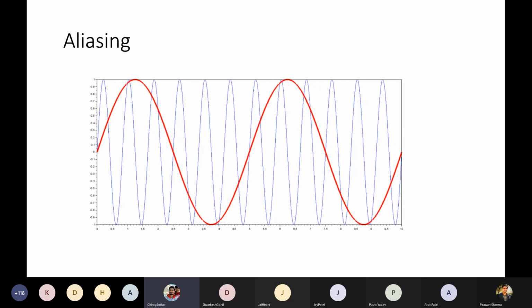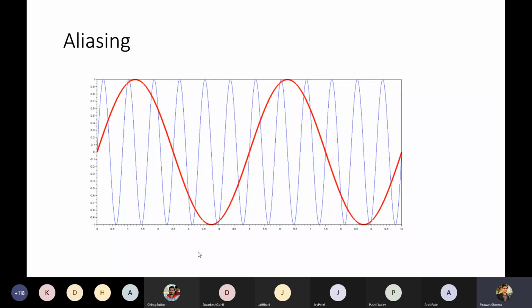So when the sampling rate is not adequate, then it merges with the other frequencies. Okay. So when the sampling rate is not adequate, you may have a problem of aliasing. You can mute yourself, Chirag. Thank you. Okay. How can it happen?